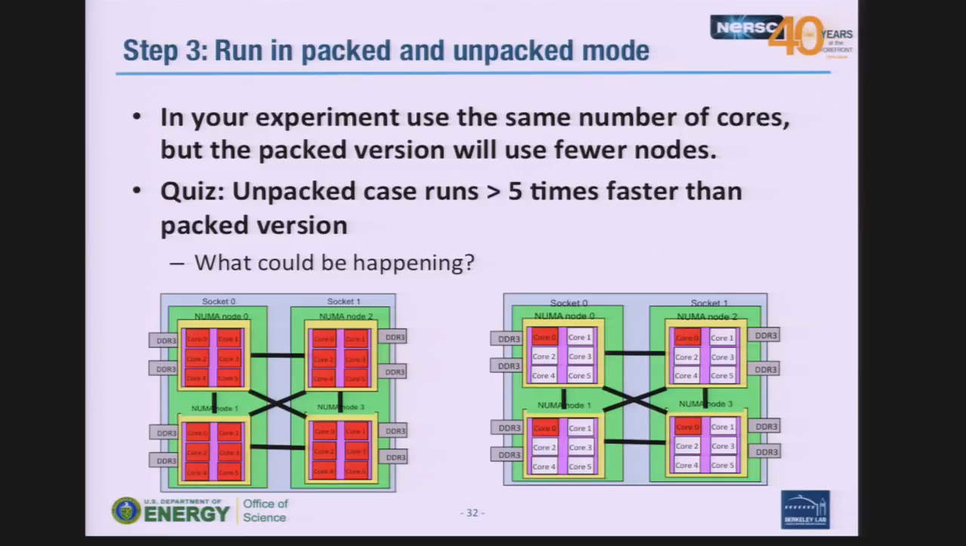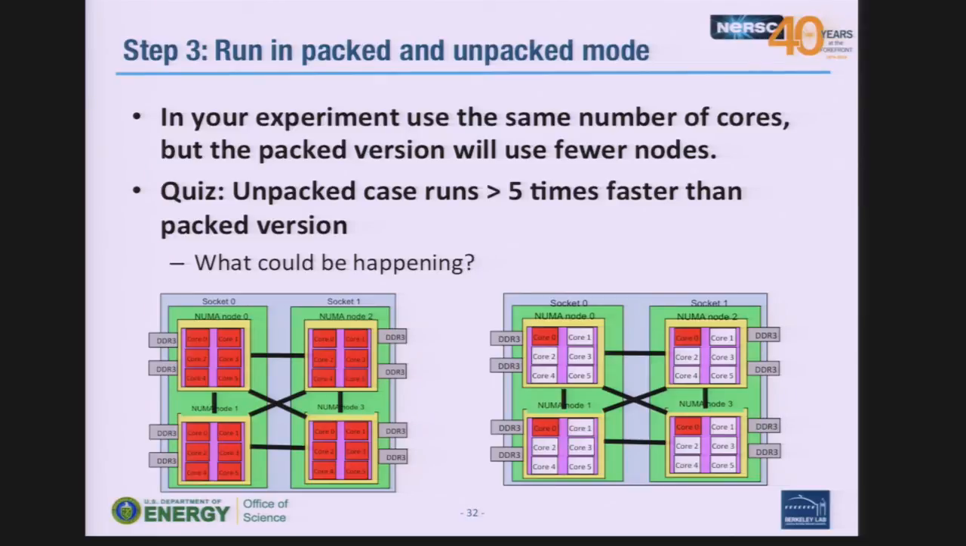I'm going to use 6 nodes that are unpacked. I'm going to use 1 node that is packed. And if I tell you that this unpacked case runs significantly faster, I chose 5 here. What could be happening? The cores are the same. If anything, you're going to have to do more communication across a network, because our networks are pretty fast. So what could this be telling you?